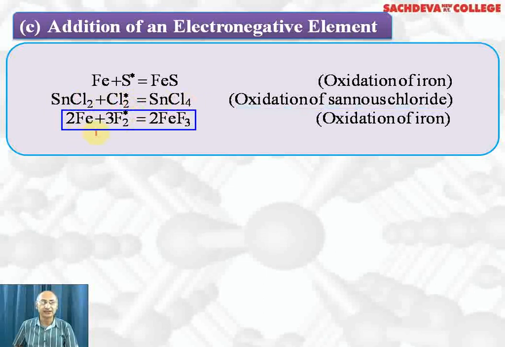Similarly, iron can be oxidized with the help of fluorine to get iron 3 fluoride. So 2Fe plus 3F2 gives you 2FeF3. Here fluorine is oxidizing agent and iron is getting oxidized to ferric or Fe plus 3.